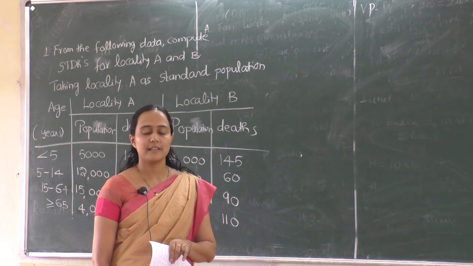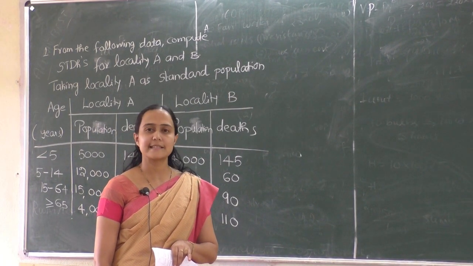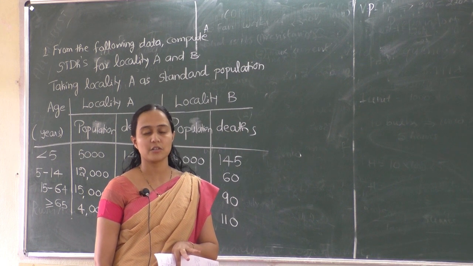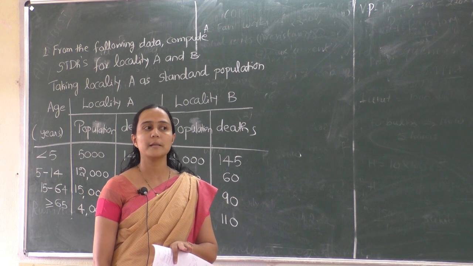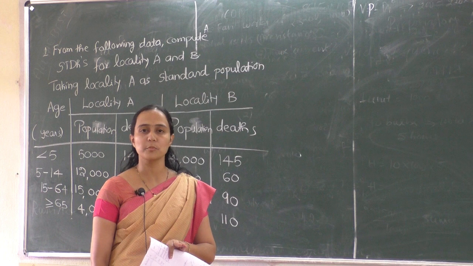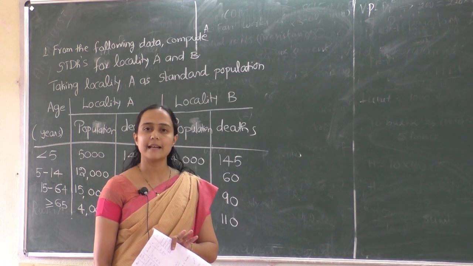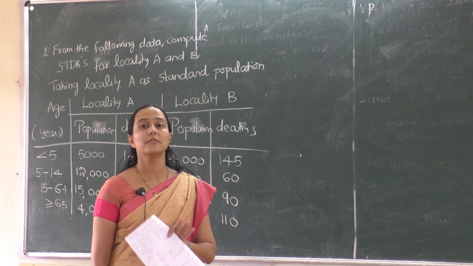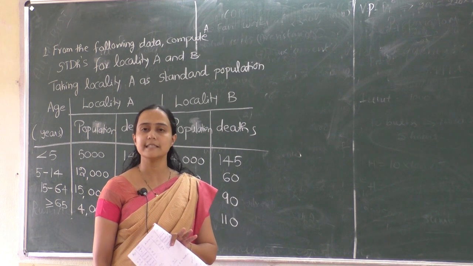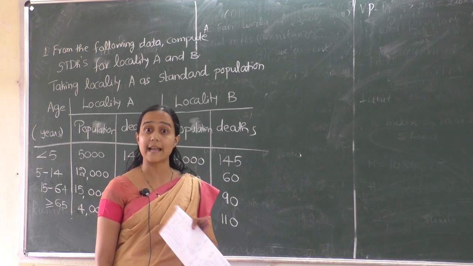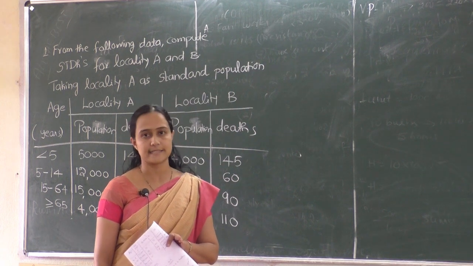Good afternoon to all. In the last class we discussed the standardized death rate, or STDR. For comparing the mortality of two or more populations we use a standardized death rate. What is STDR? STDR is the weighted average of age specific death rates, taking the standard population as weights.